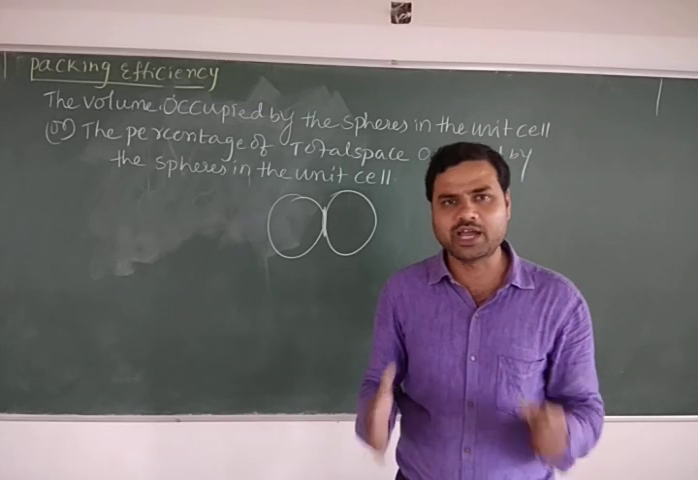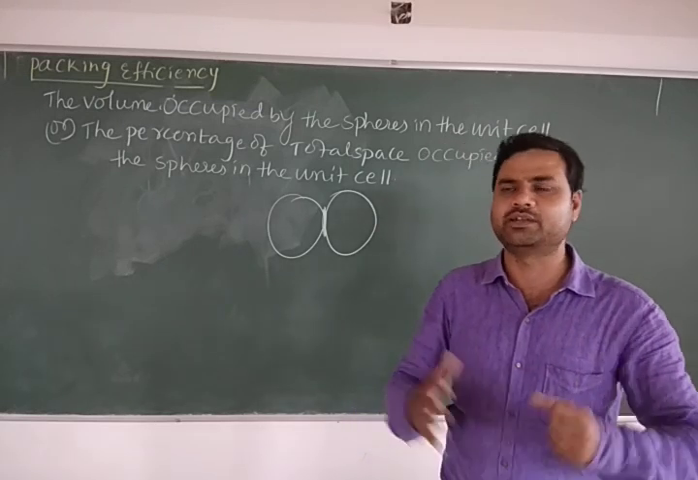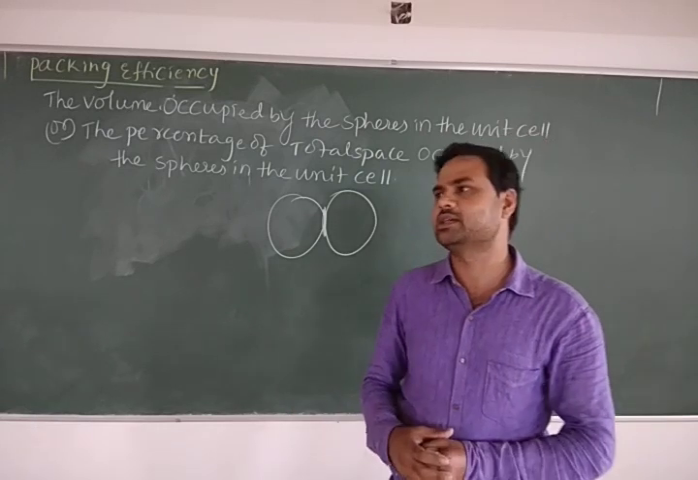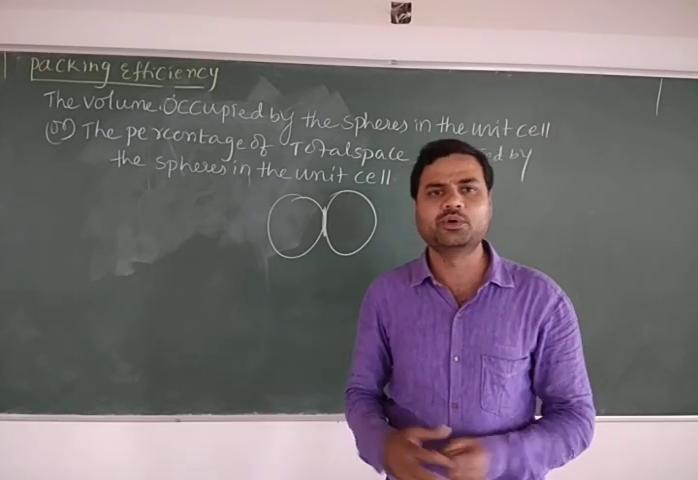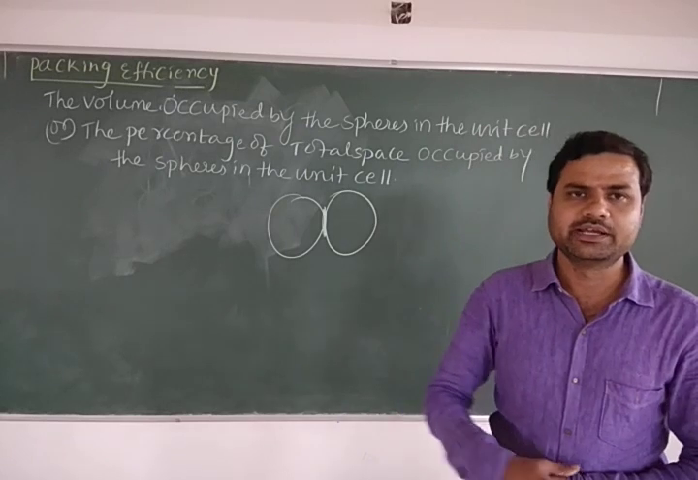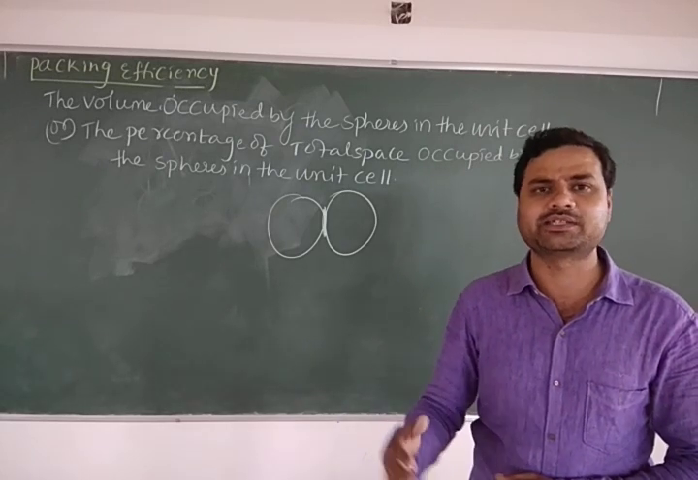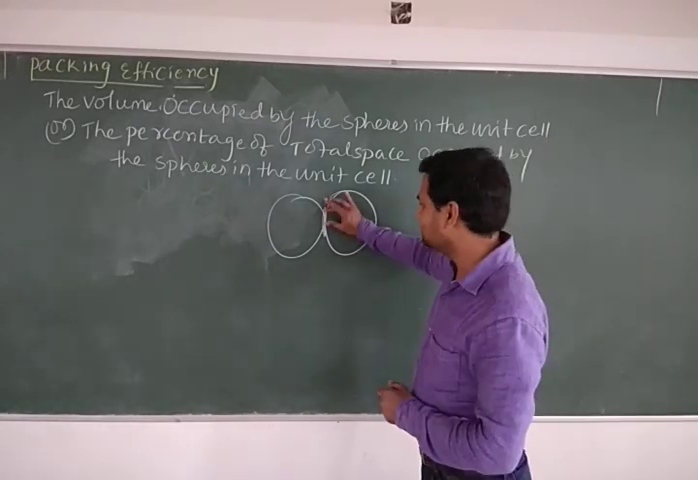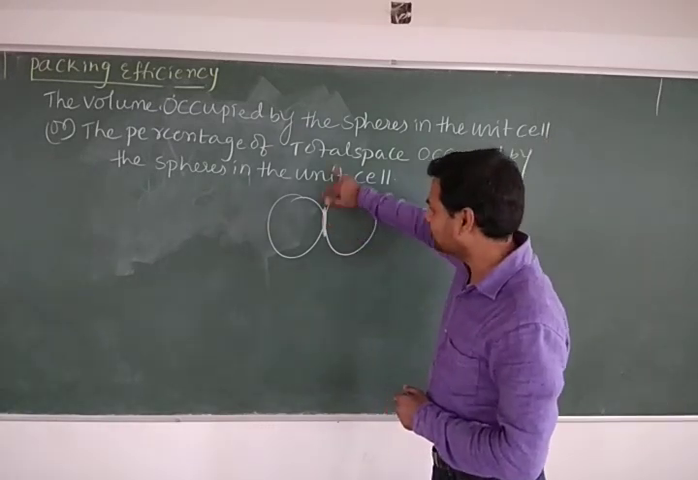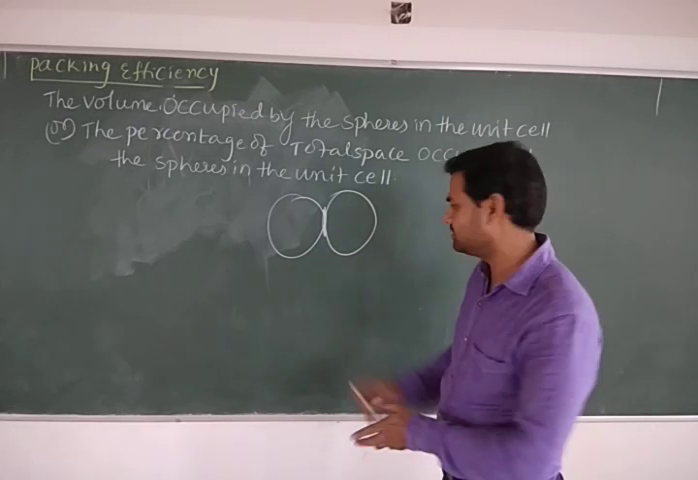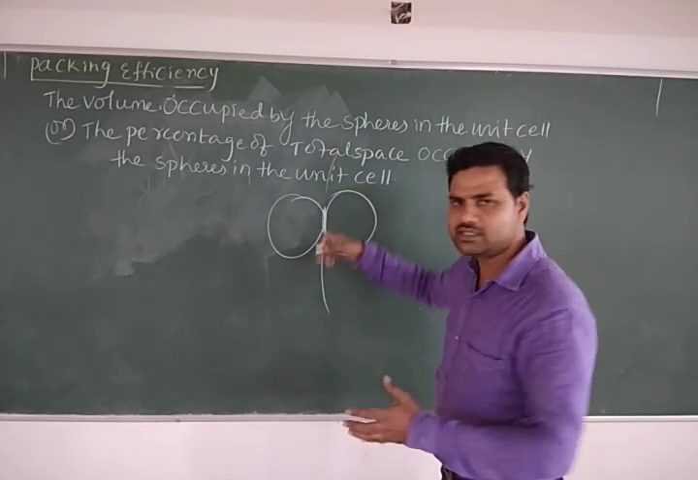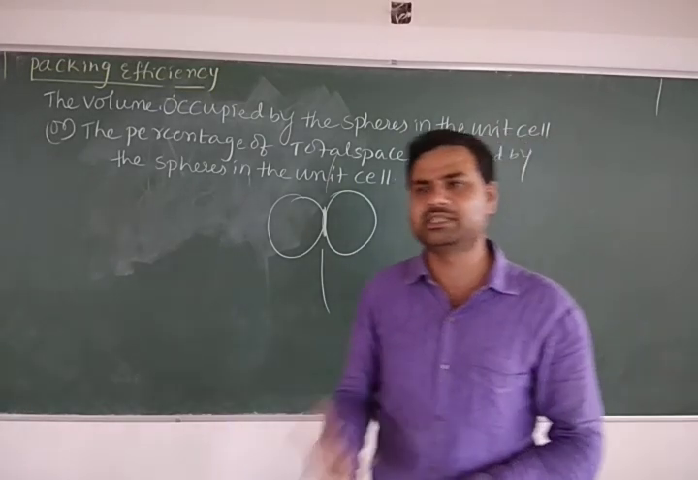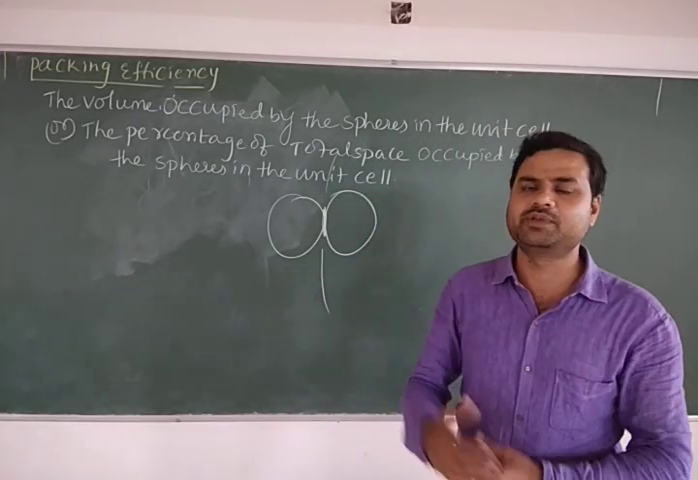That value, 52.4%, means the spheres are closely packed to each other only to that extent. The remaining value, that 48%, is called empty space. You see that this is all the packing, and the remaining space is called what? Empty space. This space and this space, this is nothing but empty space.